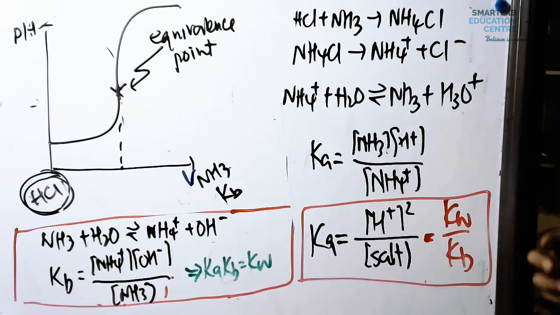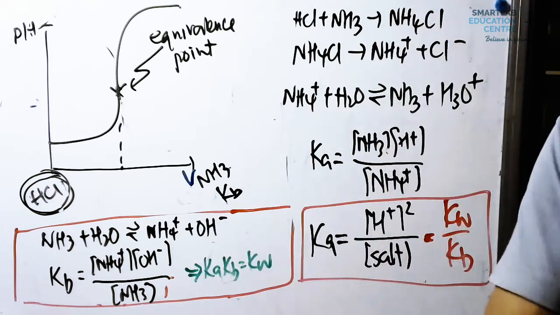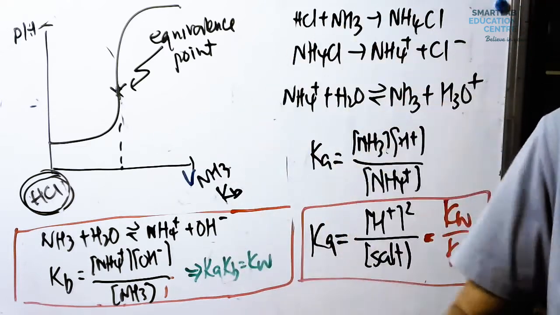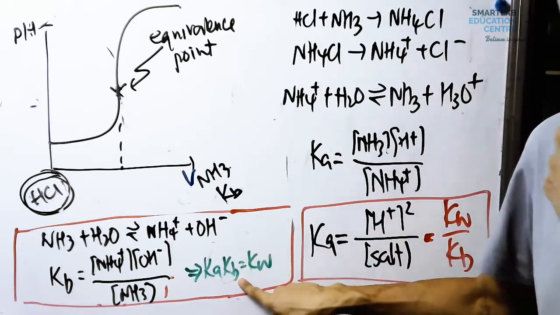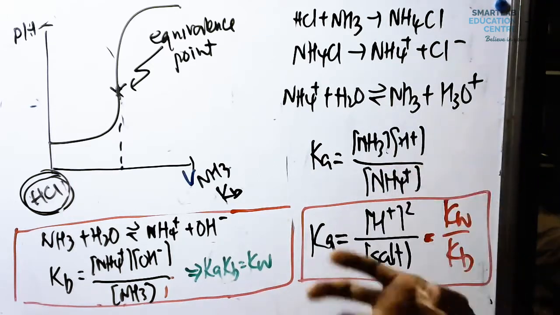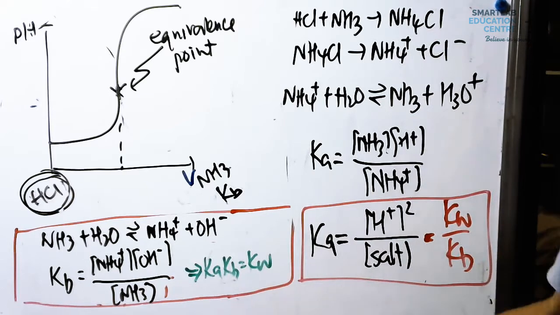Be mindful that Ka times Kb equals Kw is only meant to be used for either the Ka of the weak acid and the Kb of its conjugate base, or the Kb of the weak base and the Ka of its conjugate acid. Only when you multiply both that I've described will that be equal to Kw.